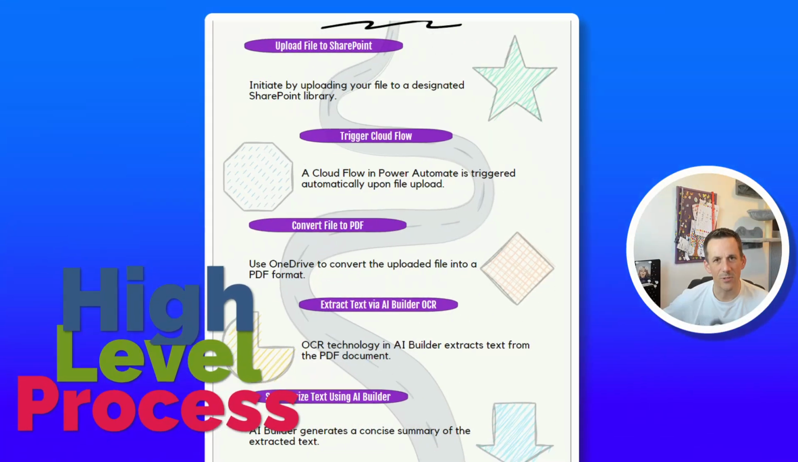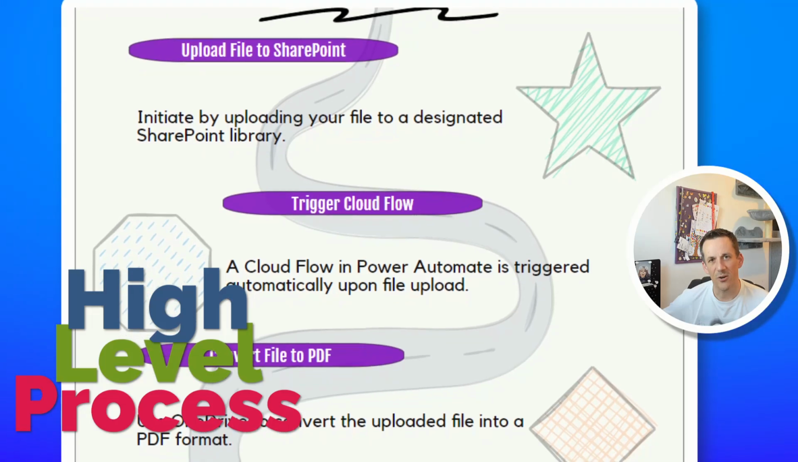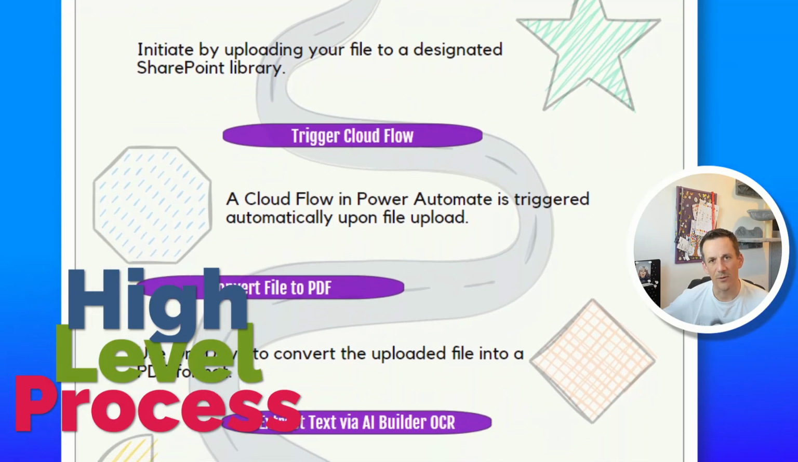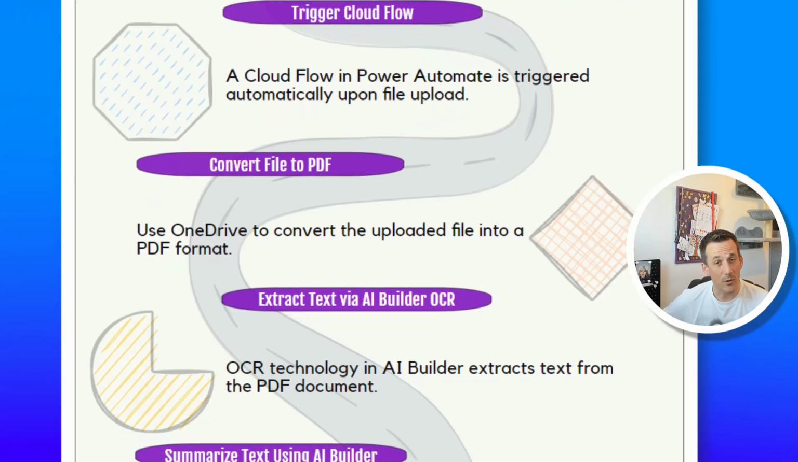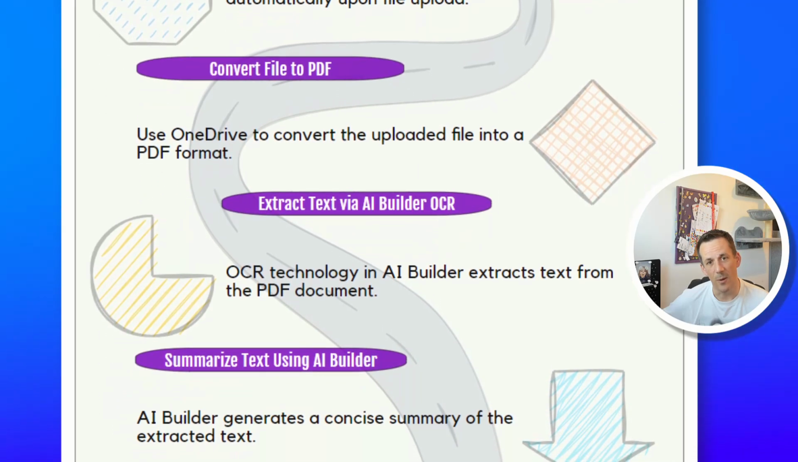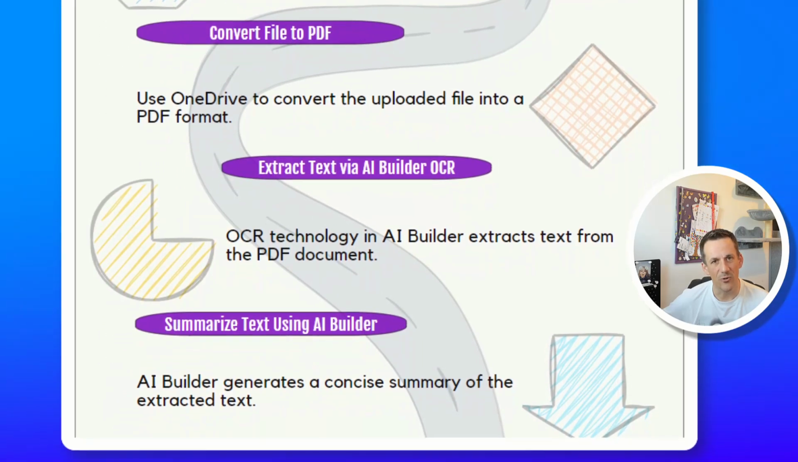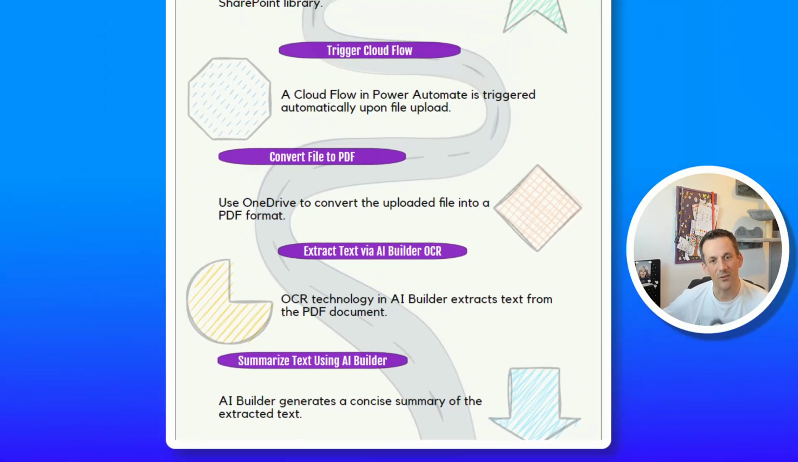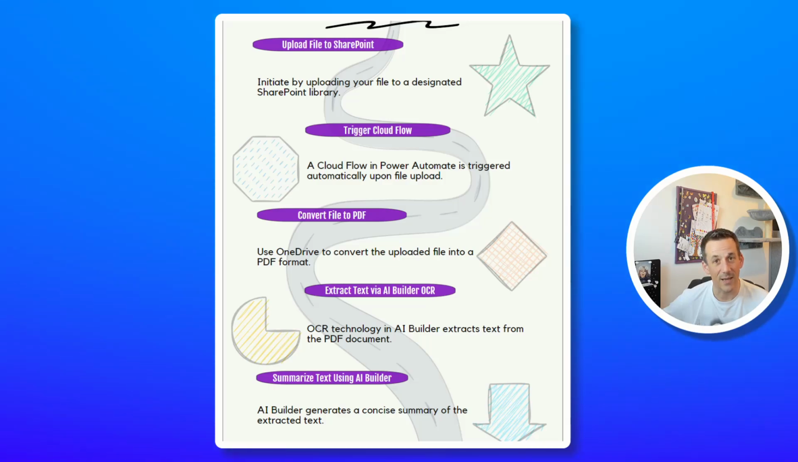As we can see from the process diagram, this automation will be triggered when a file is uploaded to a SharePoint site. Because the file is likely to be a Word document, we'll need to convert it into a PDF. Then we can use OCR and AI Builder to extract all the text and then supply that text to the summarize text action, also in AI Builder, before saving that summary back to our SharePoint site.